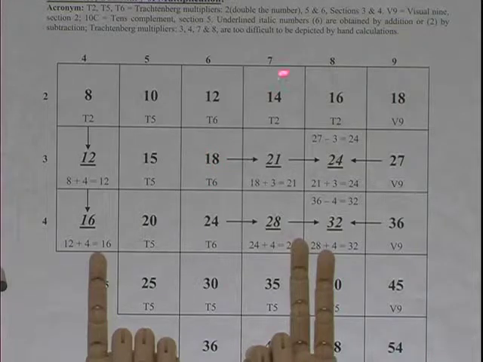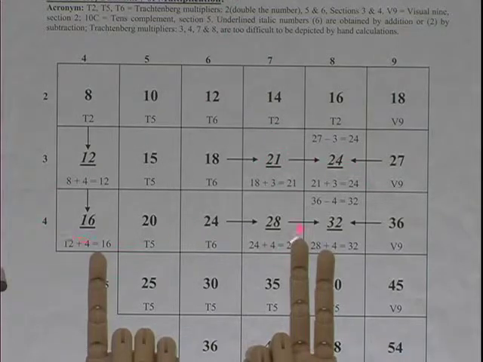To get 7 times 3, all I need to do is add 3 to 18, I get 21. To get 8 times 3, all I have to do is add 3 to 21, and I get 24. So we have these two.